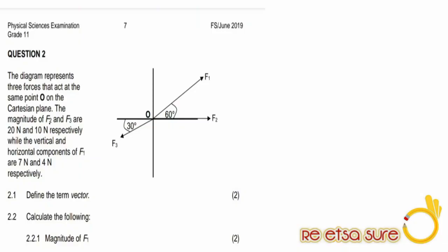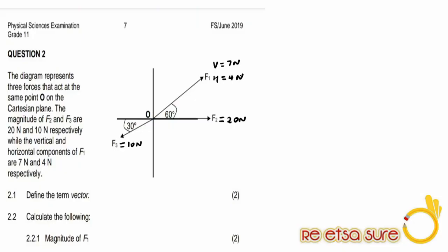For instance, F2 and F3 are 20 Newton and 10 Newton respectively. So where is F2? Here is my F2. My F2 is equivalent to 20 Newton, and my F3 is equivalent to 10 Newton. And for F1, I am provided with two components: the vertical one is equal to 7 Newton, and the horizontal one is equal to 4 Newton.